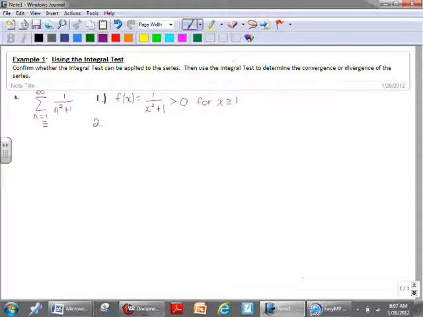Criteria 2 says our function f of x must be continuous. Well, when we discuss the continuity, once again, we are concerned with only the continuity over the interval 1 to infinity. And if you look at the x squared plus 1 in the denominator, there is no chance of x squared plus 1 ever equaling 0. So since there's no value for x that will make this function discontinuous, we're just going to go ahead and call it continuous.